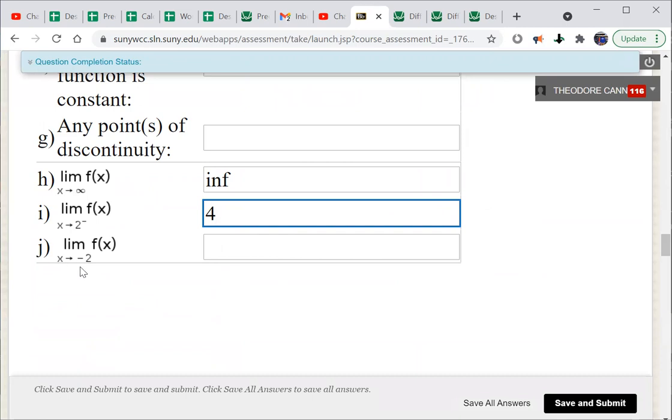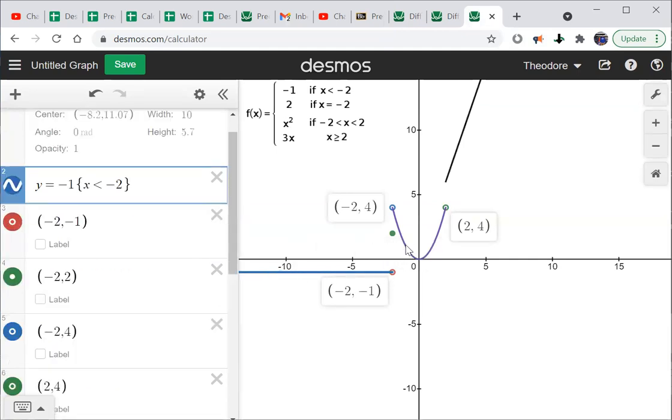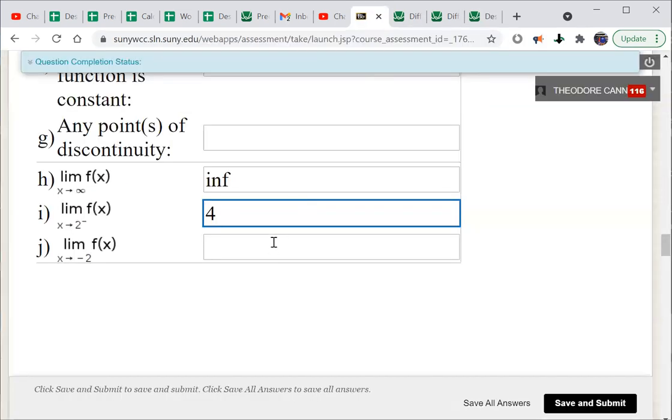This last piece says limit as x approaches -2 overall, meaning from the left and from the right. Is there an agreement? So here's -2. From the left, we're closing in on this point. From the right, we're coming in to this point. From the left, we're approaching a -1. From the right, we're approaching a +4. Those are two different values. They do not agree. So DNE.